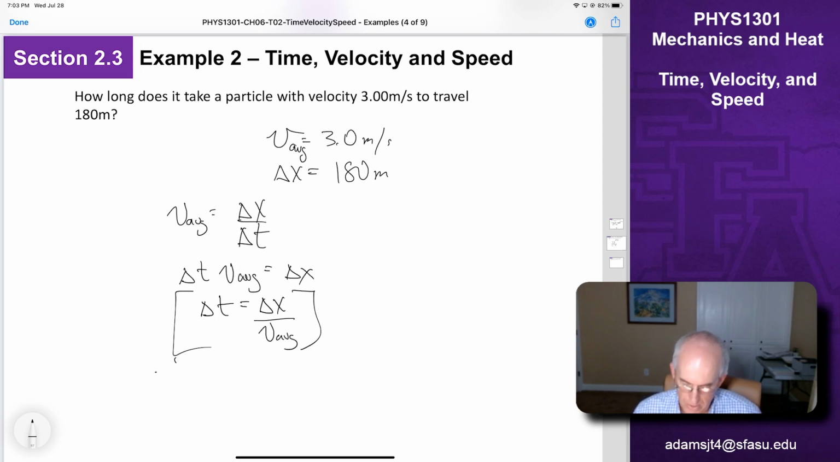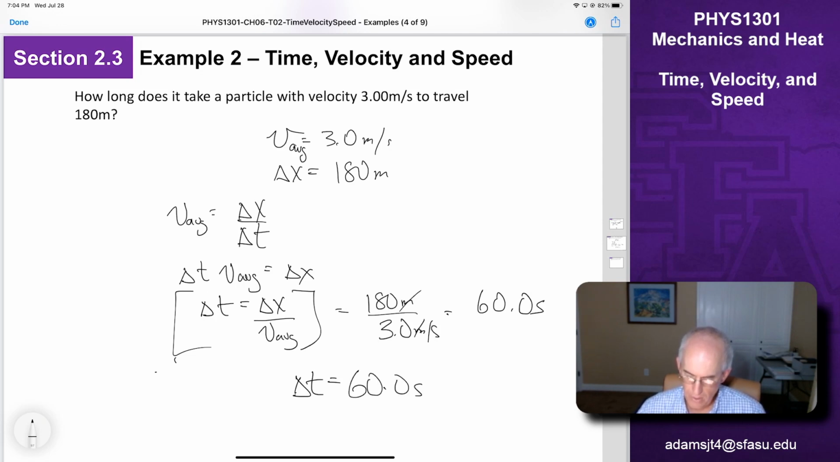I can plug those numbers in because I was told that delta x was equal to 180 meters. I know that the average velocity is 3.0 meters per second. Notice that those meters are going to cancel out in top and bottom. Because I have 1 over seconds in the denominator, I'm going to get a second in the numerator. Plugging that into my calculator, if I have to, is just going to tell me that it takes 60 seconds to travel that distance. And again, once you've isolated that final number, it's good to put it in a box, depending on how you're solving the problem, just to show yourself, hey, I've reached that final answer, and there it is.